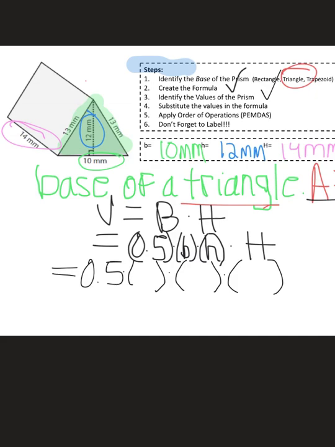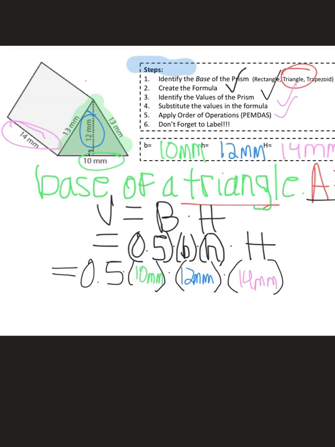So little b is 10 millimeters, so I'm going to put 10 millimeters there, and little h is 12 millimeters, and our big H, which is the height of the entire prism, is 14 millimeters. As you can see, this is why it is so important to keep everything organized, because it starts to get a little confusing. And then step 5, we need to apply order of operations. As you can see, we're just dealing with multiplication. So we're going to multiply all the way through.